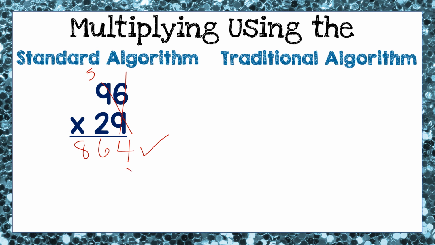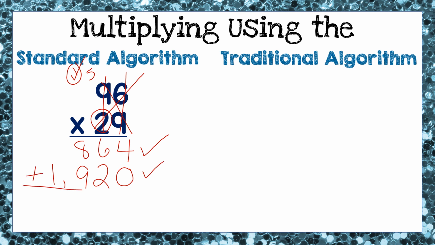I place a 0 here in the ones place. That is a step with this strategy that you have to do because now you're going to be multiplying by this 2, and that 2 is in the tens place, so it's really like you're multiplying by 20. So now 2 times 6 is 12. Carry my 1 to the tens place. 2 times 9 is 18, plus 1 is 19. And my next partial product is 1,920.